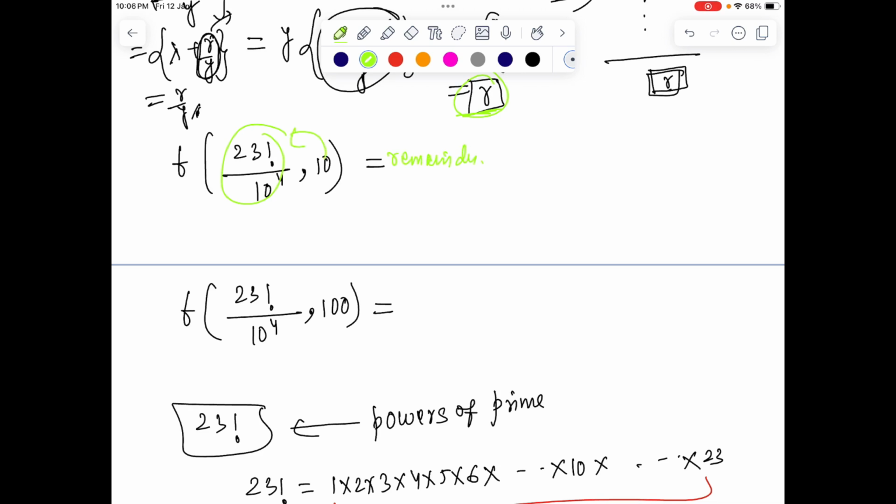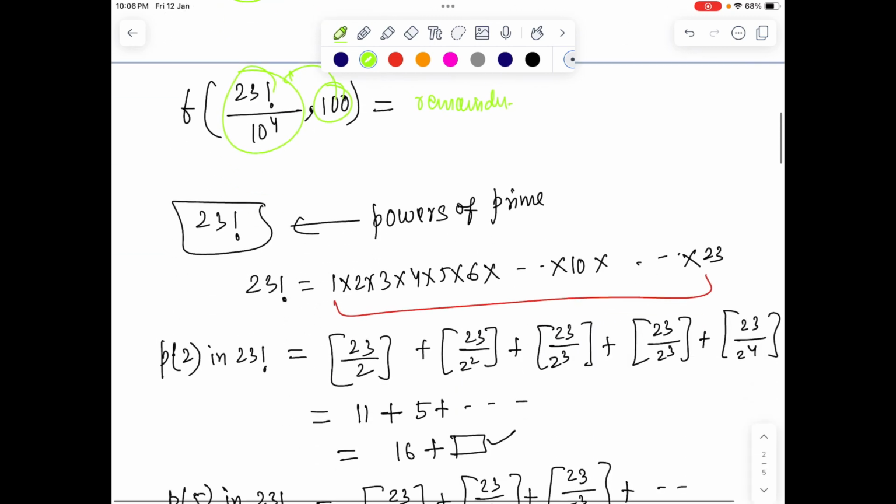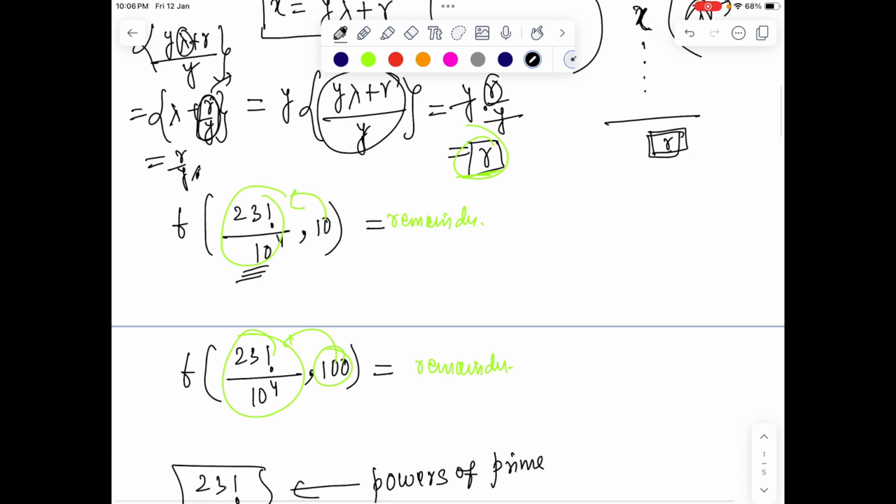It means when this number is divided by 10, we want the remainder here, right? Similarly, when this number is divided by 100, we'll get some answer, and a remainder we need to report here. So now it's better to investigate. Let's say when we divide 23 factorial by 10 to the power 4, what will that number look like?